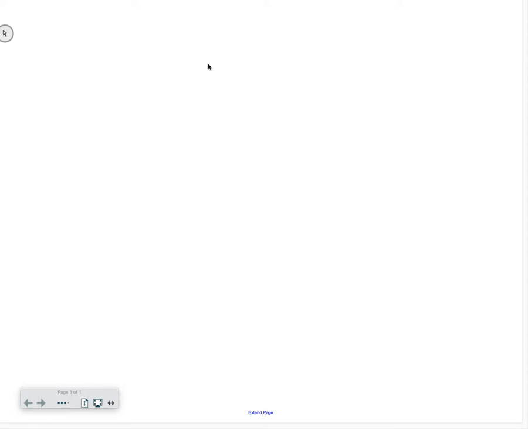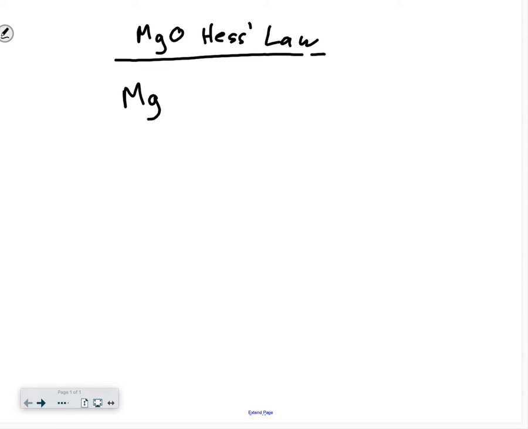Alright guys, we are going to do a little bit of pre-labbing because we want to get started and hit the ground running on our magnesium oxide Hess's Law lab. You know that Hess's Law is essentially saying that state functions don't depend on how you get there, as long as you keep track of where you get. So we're going to take magnesium and add it to hydrochloric acid, and it is going to make magnesium chloride.